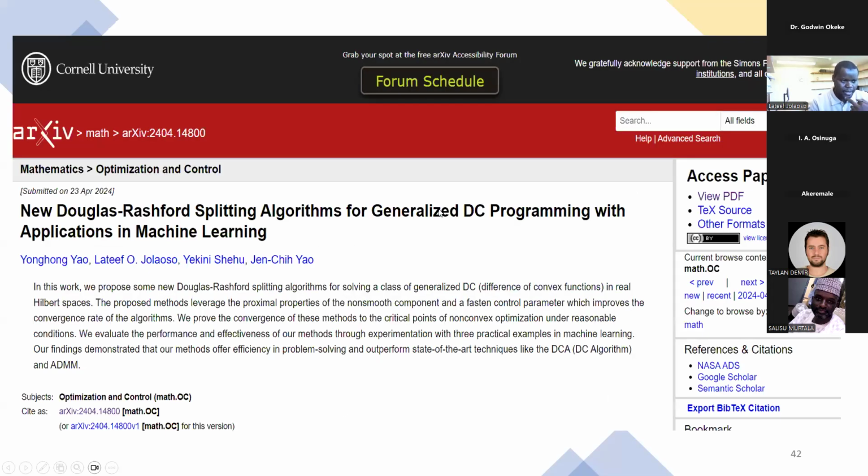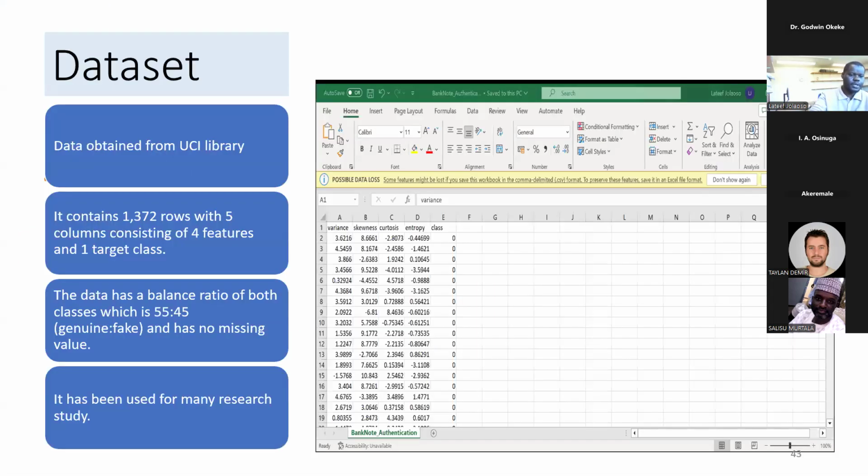I have this paper on arXiv, where we use a forward-backward type algorithm to deal with some applications in machine learning. In the first instance, we pick a data set containing 1,372 rows, the one on banknotes. This data set is open access; you could get it from the UCI library. It contains 5 columns consisting of 4 features and 1 target class.